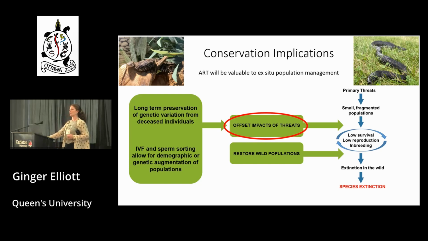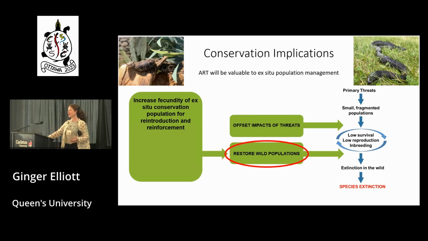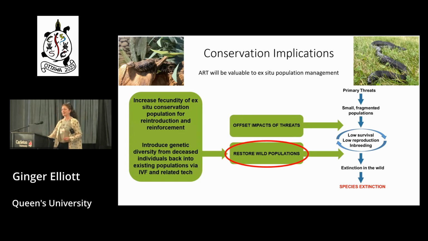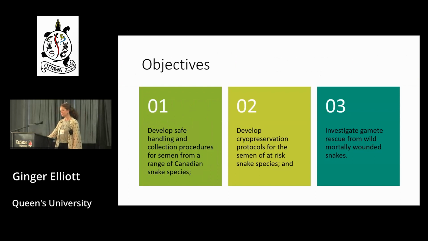Restoring wild populations, again, we're increasing the fecundity of the ex situ conservation populations so that we can reintroduce and reinforce these species as we alleviate the primary threats. Both have to happen. And we can introduce genetics back into the population using artificial insemination tech like in vitro fertilization. So I just started, and it's a very broad project.